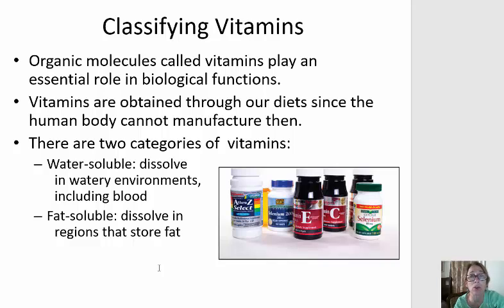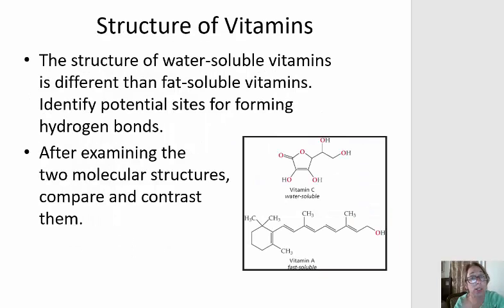There are 2 main categories of vitamins: water-soluble, which are polar, they dissolve in watery environments such as blood and urine, and fat-soluble that are stored in fat tissue such as adipose tissue. So if we look at these 2 examples here, at the top we have vitamin C, and it is water soluble. And we can tell by looking at the structure.